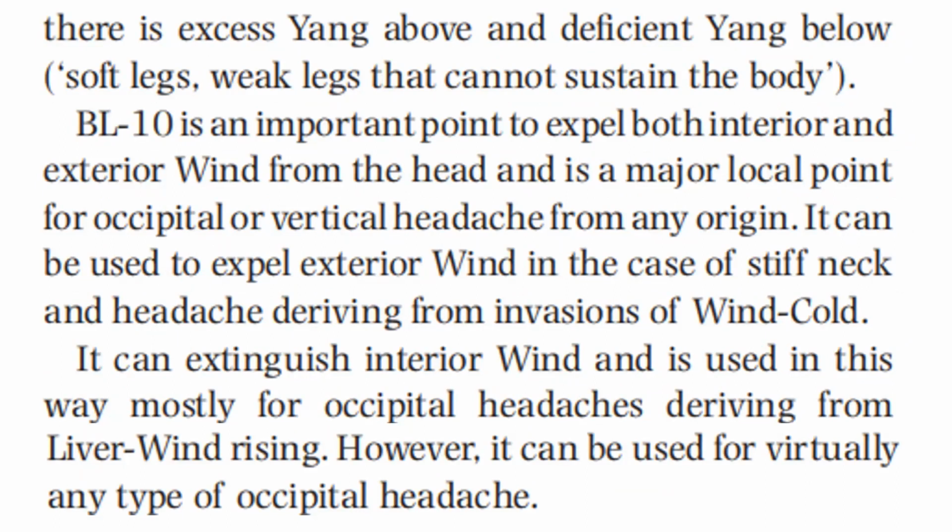Bladder 10 is an important point to expel both interior and exterior wind from the head, and is a major local point for occipital or vertical headache from any origin. It can be used to expel exterior wind in the case of stiff neck and headache deriving from invasion of wind. It can extinguish interior wind and is used in this way mostly for occipital headache deriving from liver wind rising. However, it can be used for virtually any type of occipital headache.